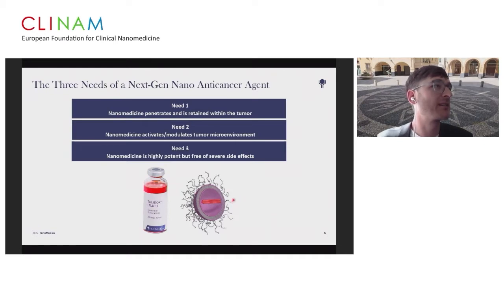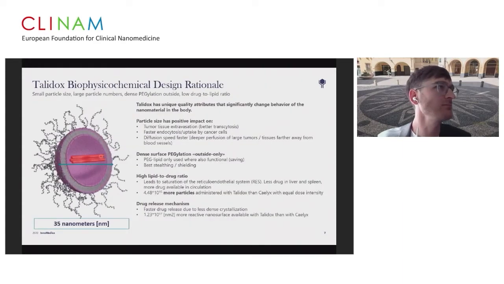So coming down to the product itself, I think there are 3 key points that must be addressed with a new nanomedicine or a platform that is generating these. It should penetrate well into the tumor, of course, and release drug there. It should activate the tumor microenvironment in a way that it becomes less immunosuppressive, so the immune system can launch a full attack. And it should obviously be very well tolerated to have a high life quality of the patients.